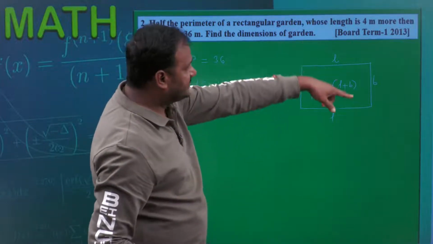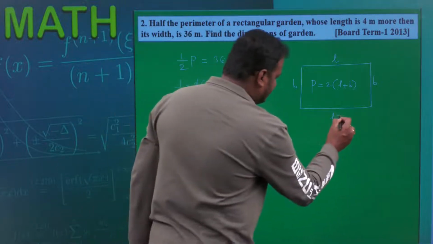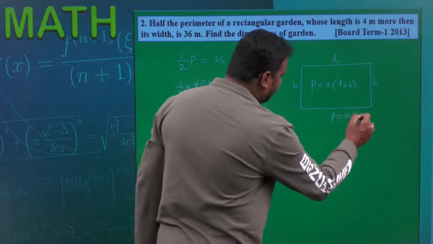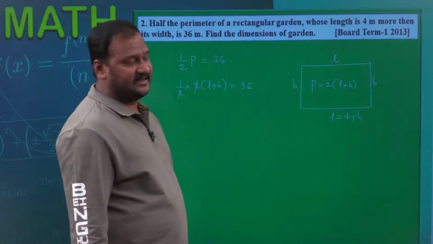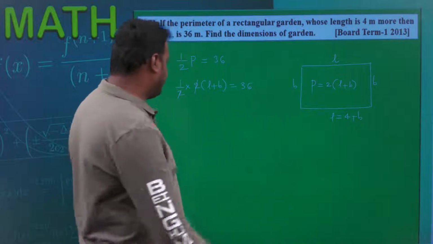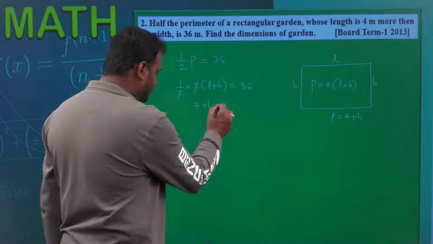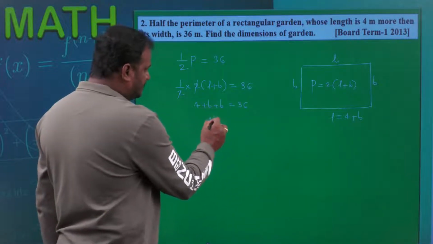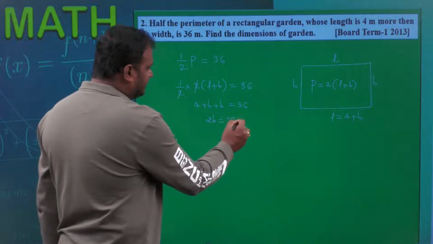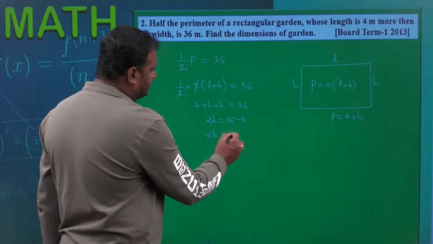Whose length is 4 meters more than the width? Width is equal to B only, no? Means in the place of L, you can write 4 plus B. So L is 4 plus B, plus 1 more B is there, which is equal to 36. B plus B is equal to 2B, which is 36 minus 4. So 2B is equal to 36 minus 4, which is 32.